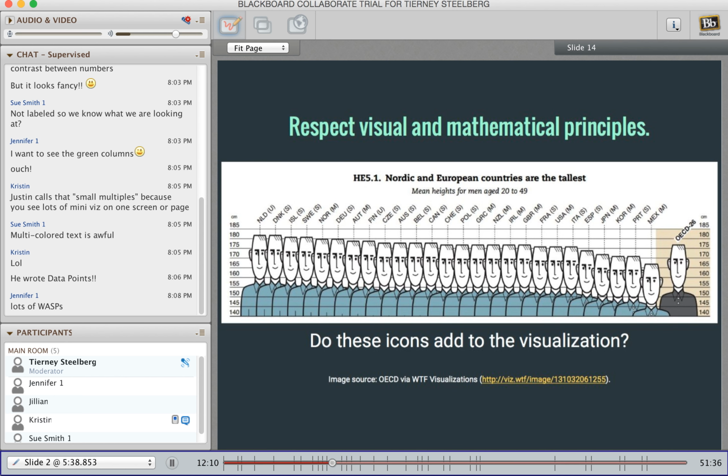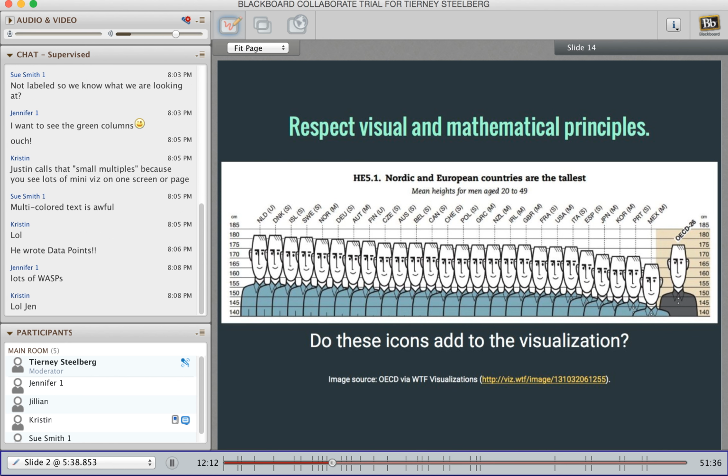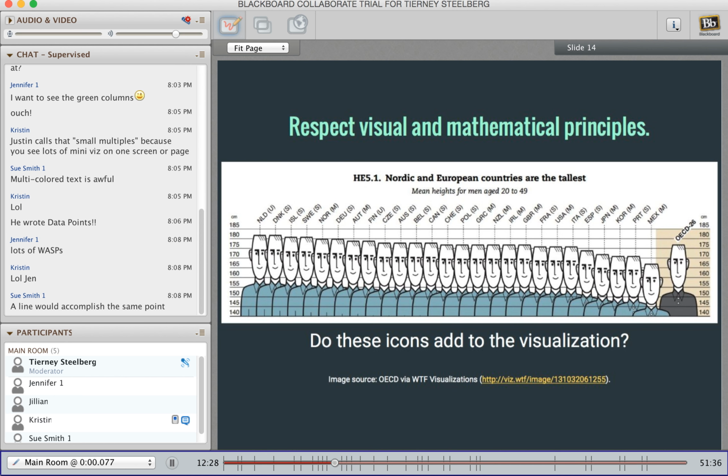Someone says lots of wasps. Yes, that's about right. They're all wearing the same shirt, too. Smith says a line would accomplish the same point, which is very true.